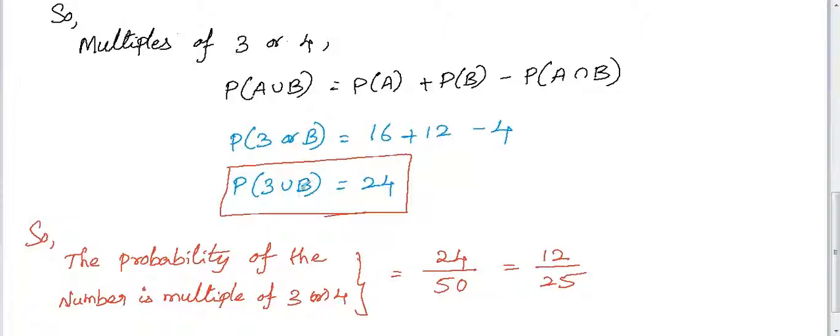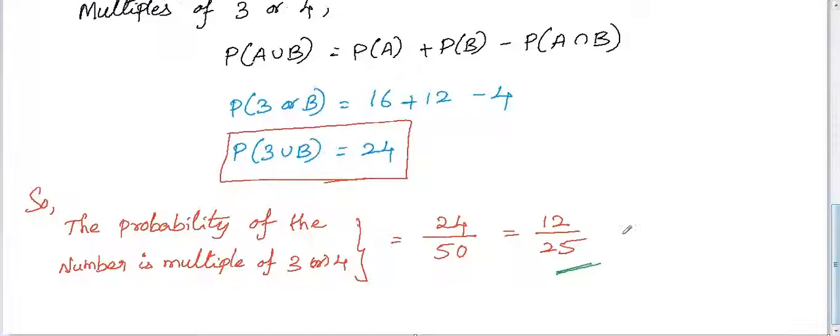So if we simplify that, we'll get 24 by 50, which becomes 12 by 25. So the probability of the number being a multiple of 3 or 4 is 12 by 25.